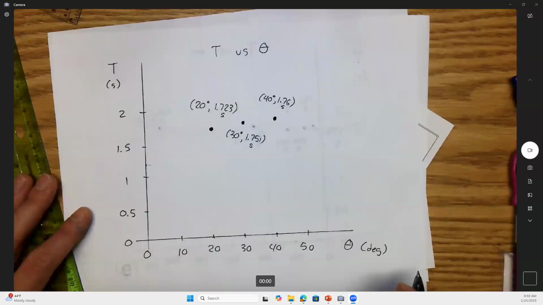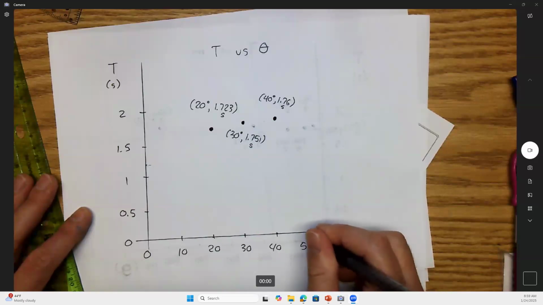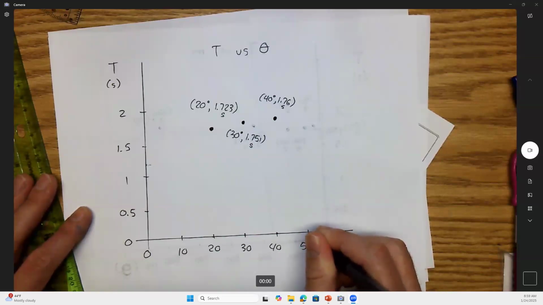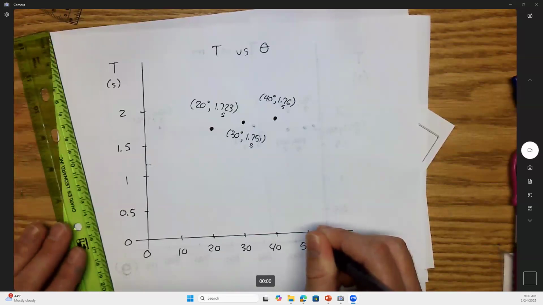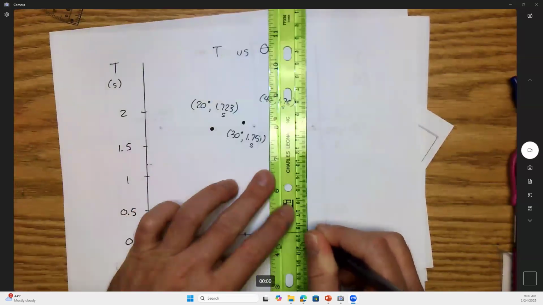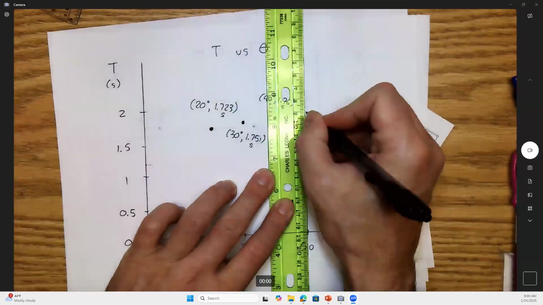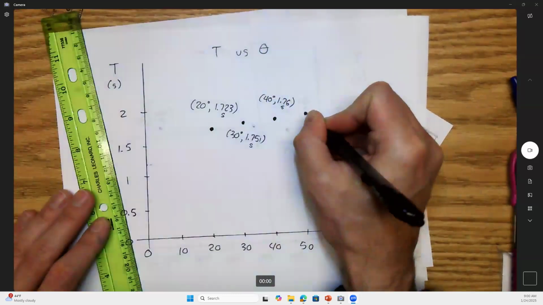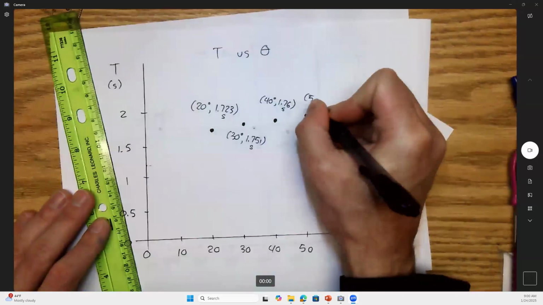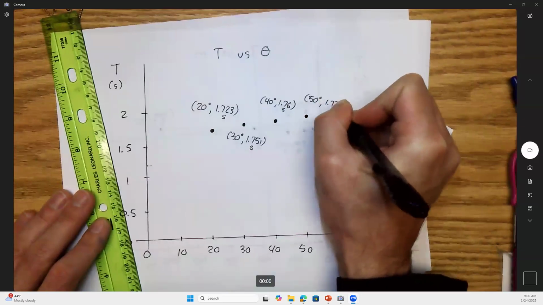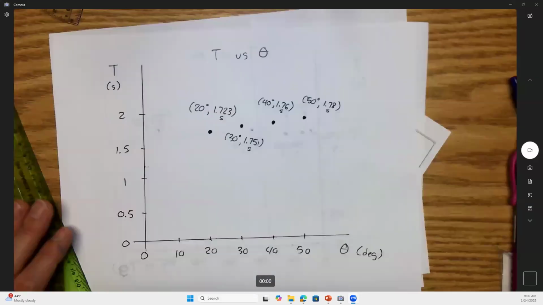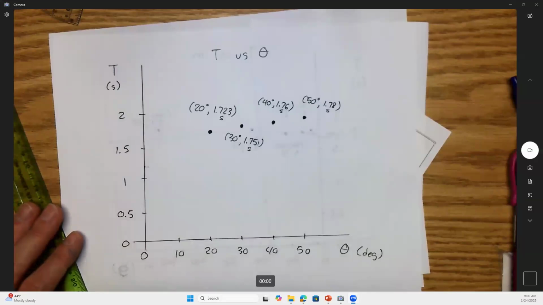And the next one is going to be a degree of 50 and an average time of 1.785. All right. So angle 50 degrees, time 1.78 seconds. Do you have a fifth point, or just this far? Yeah.